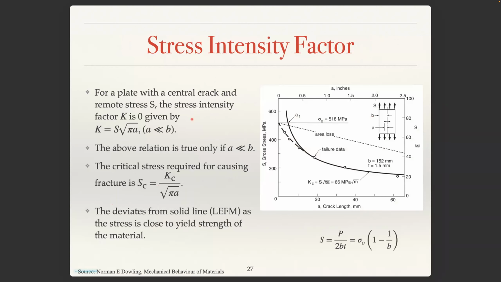Now, let us look at the stress intensity factor in a little bit more detail. Let us say you have a plate whose width is 2b, with a central elliptic crack whose semi-crack length is a, or the total crack length is 2a. So you have a plate with a central crack and remote stress applied is S.